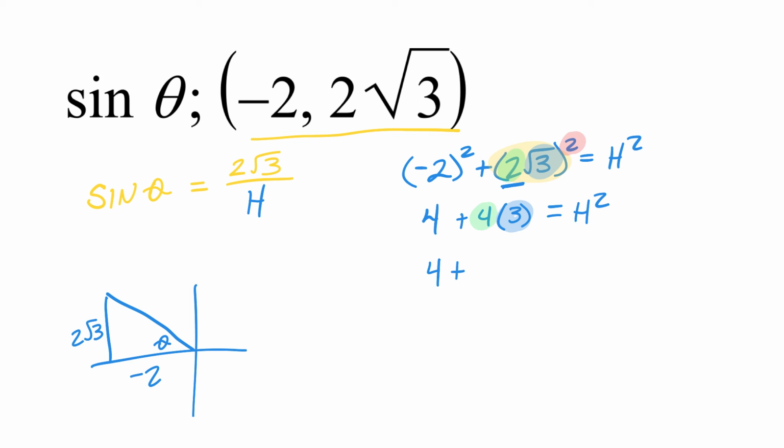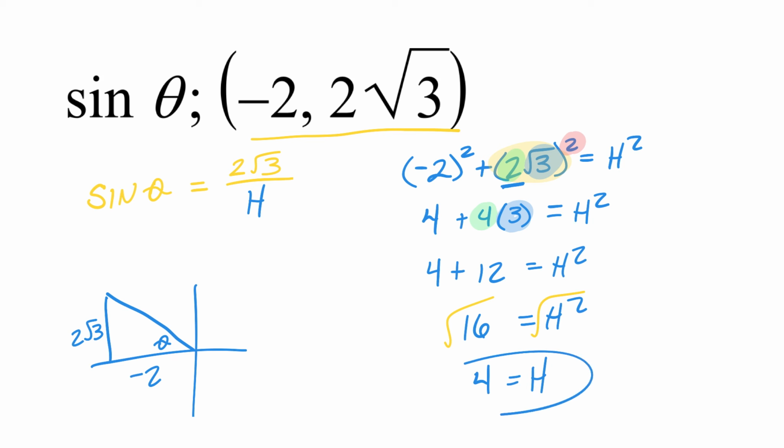So we're at 4 plus 12 equals h squared. 4 plus 12, of course, is 16. And the square root of 16 is 4. So our hypotenuse is 4. So we're going to take this to our equation. I'm going to erase this portion here.